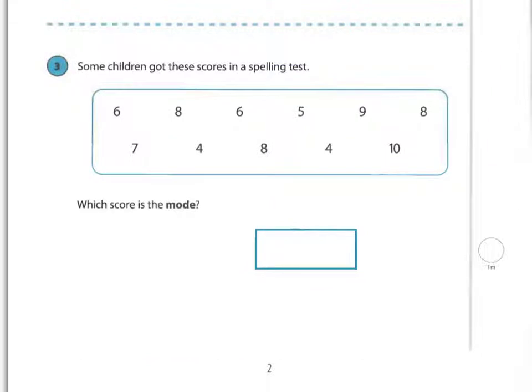17.05. Question 3. Some children got these scores in a spelling test. The question is, what score is the mode? Now, scanning through these numbers, what's jumping out at me, I can see that we have 8 there on 3 occasions. We have 4 here on 2 occasions, and 6 also on 2 occasions. But mode is the number that is most occurring, and it is 8.